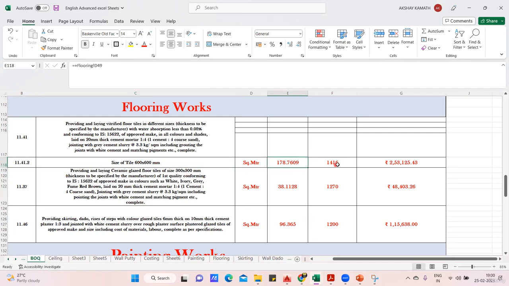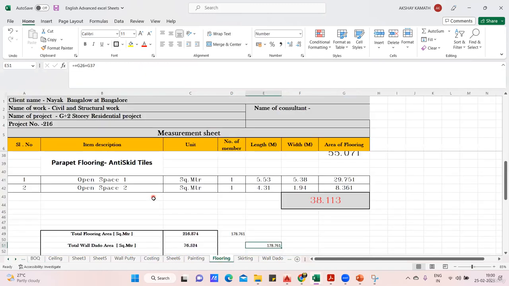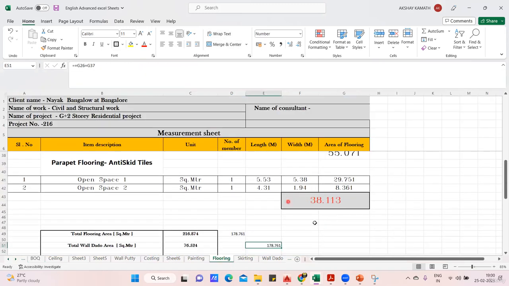So for item 178, I'll go with 1416, or I can go with 1200 also. Whichever you want, you take. I got the rate. Simple. Now, last one. This is called ceramic tiles. Where do you use ceramic tiles? Ceramic tiles will not have a very shiny surface like you get in vitrified, and they will be a little rough compared to vitrified. So wherever we have the anti-skid area, the parapet flooring, that is 38 square meters, here I'm going to make use of anti-skid tiles. That is ceramic tiles.